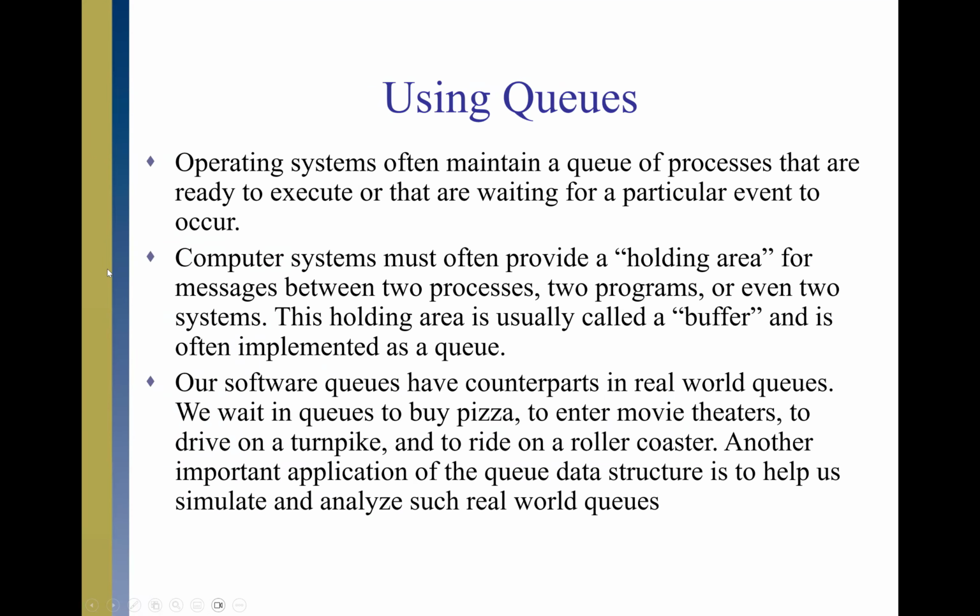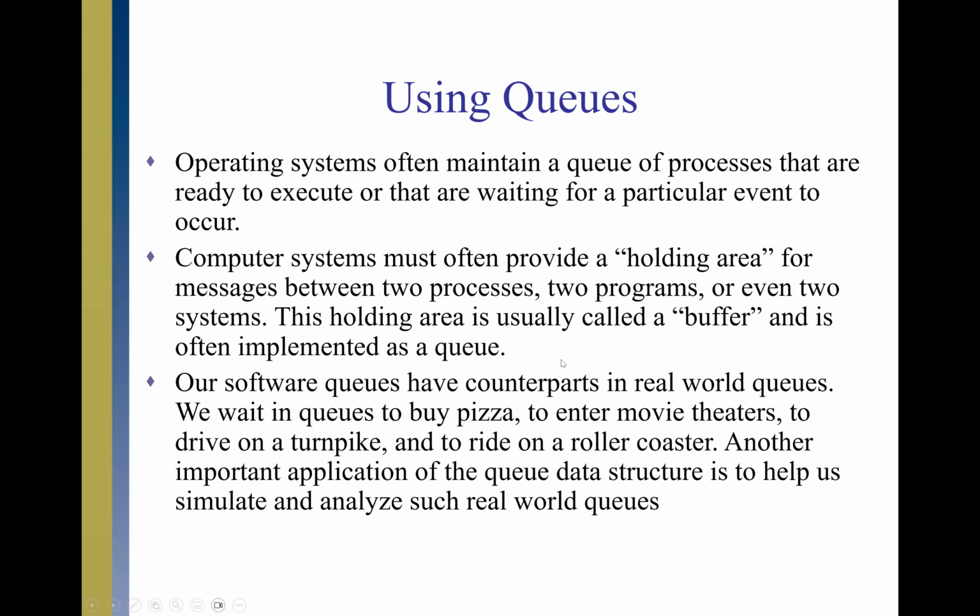Now, operating systems often maintain a queue of processes that are ready to execute or are waiting for a particular event to occur. But normally, operating systems use something we call the priority queue. We will cover that in our next lectures. Normally, a priority queue is still first in, first out, but if any task has the highest priority, then it's going to be served first. Also, a computer system must often provide a holding area for messages between two processes. This is normally called a buffer. So two programs or even two systems.